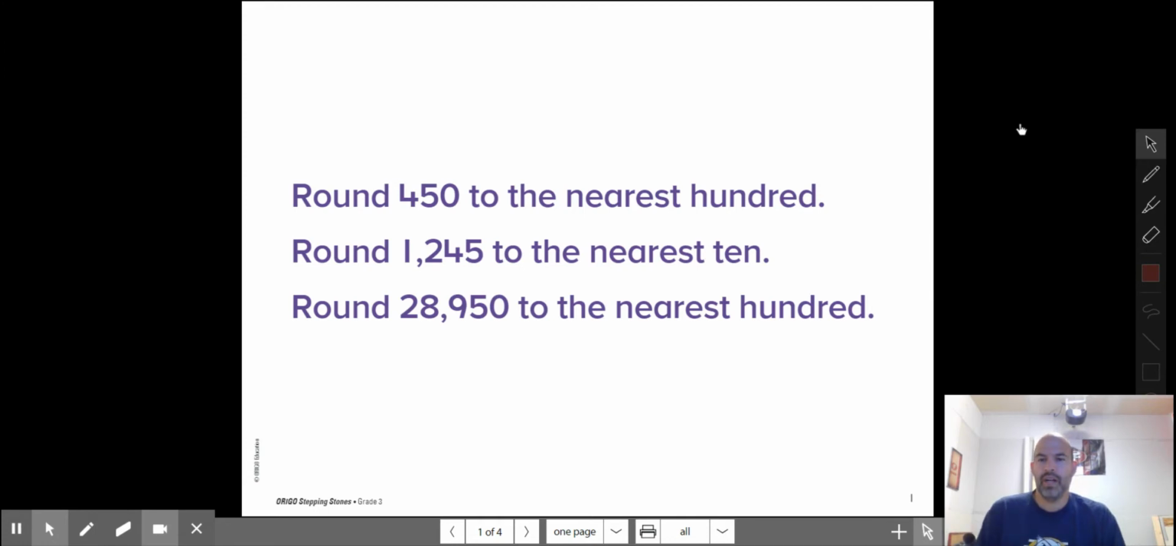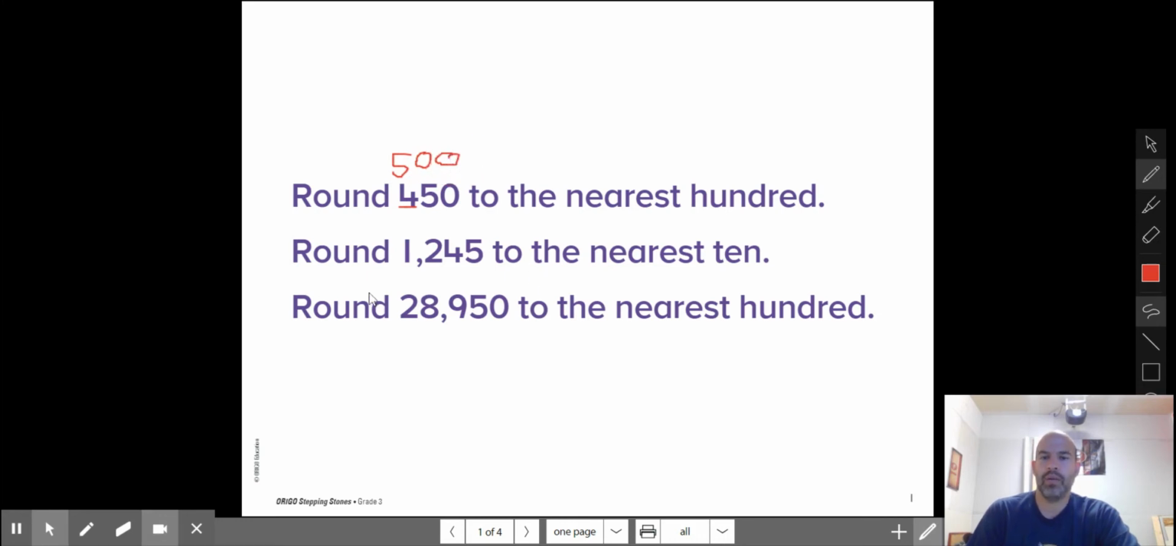All right, first of all, we have 3 different numbers here to be rounded. It says round 450 to the nearest 100. The first thing we need to do is look at the hundreds place value. We're going to do that right here. And then we have a 5 in the tens place value. So when it's 5 or greater, we're going to round up. 450 becomes 500.